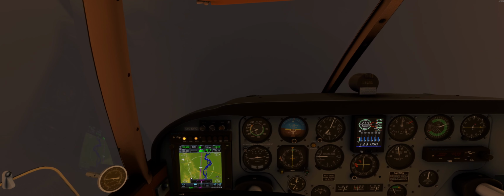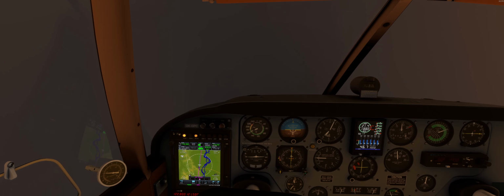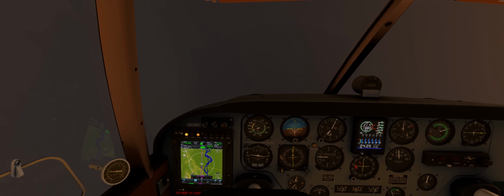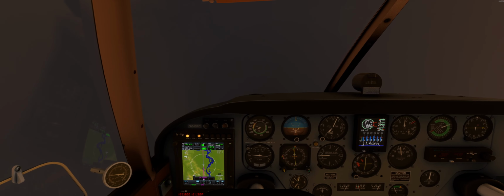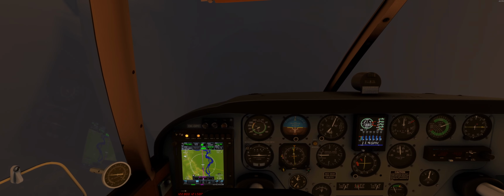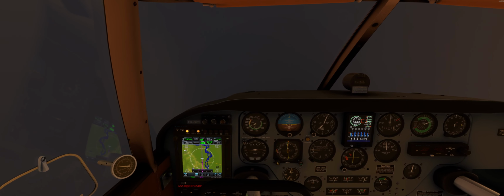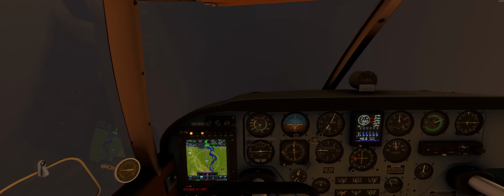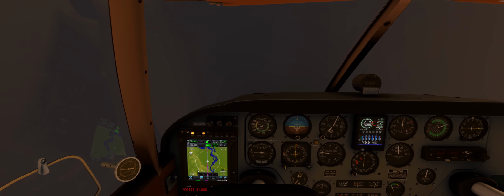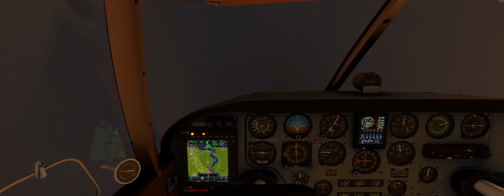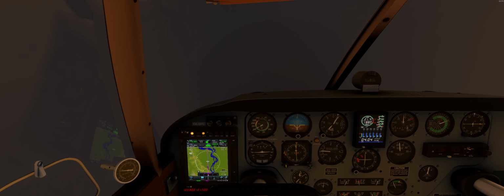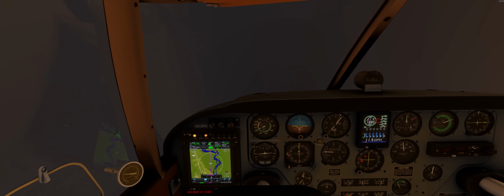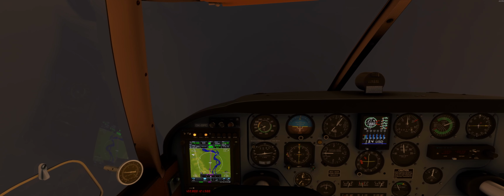Correction. Fairbanks traffic, American 623 on Alpha, taxi into runway 20 right via Alpha. Fairbanks traffic, November 36 Foxtrot, Pilatus PC-12 on the RNAV runway 2 left. Fairbanks traffic, November 36 Foxtrot, correction on the RNAV runway 2 right.